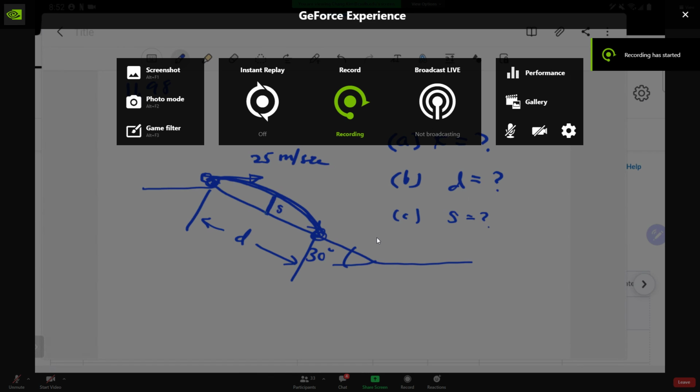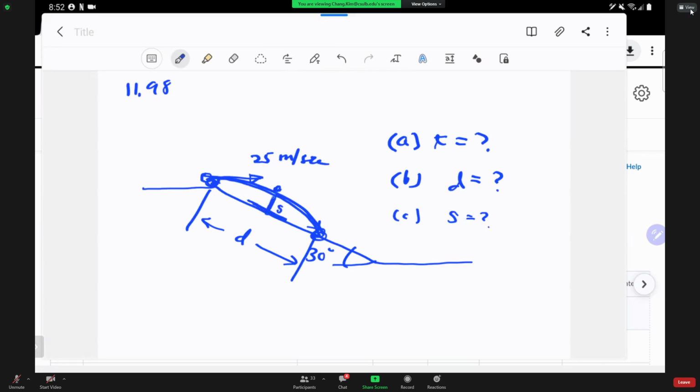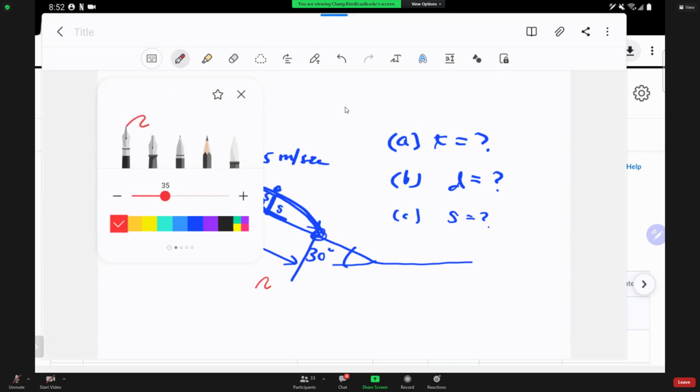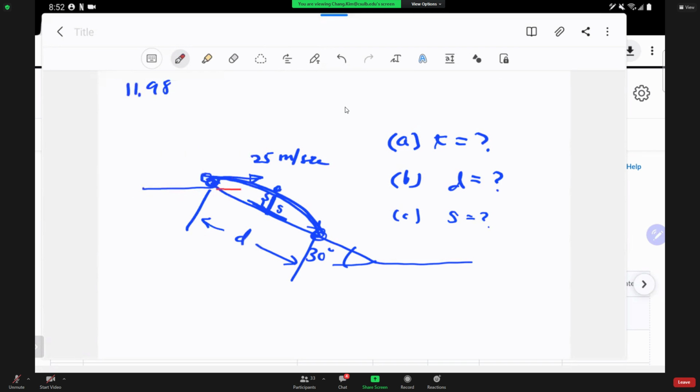Distance between the jumper and the hill. Okay, so that's got to be the one. Okay, let's go take a look. So I'm going to put the coordinate system. That's going to be my x direction, and that's going to be my y direction.